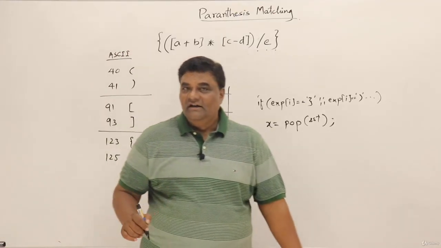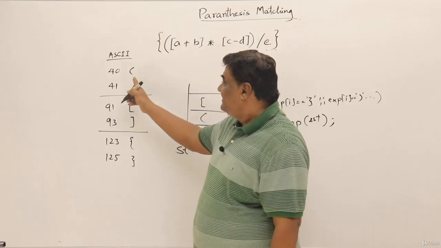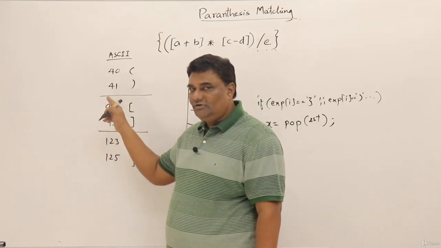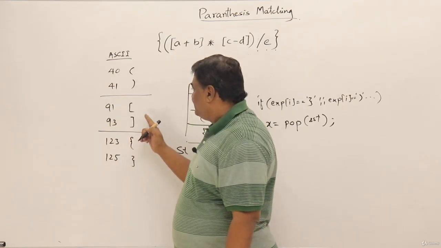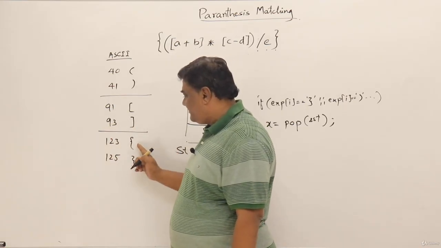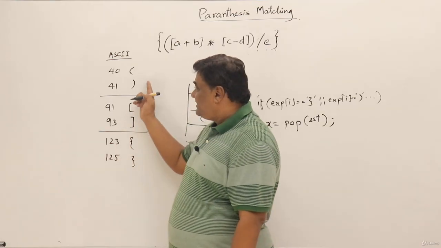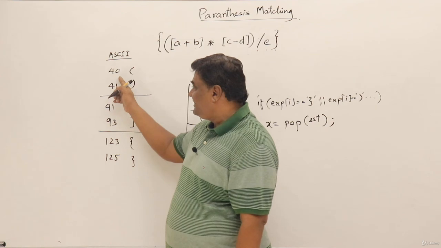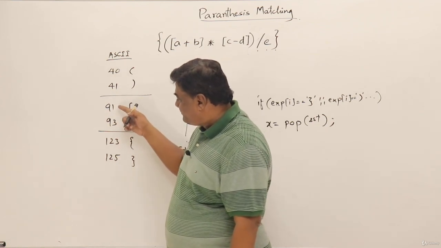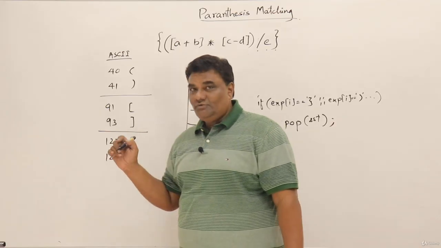The hint is, I have the ASCII codes for those brackets. See, for round brackets, the ASCII codes are 40 and 41, so these codes are below 50. For square brackets, the codes are 91 and 93, and for flower brackets, it's 123 and 125. So for the codes below 50, the difference is 1: 40 and 41. If they are greater than 90, then the difference is 2: 91 and 93, 123 and 125. There is a difference of 2.